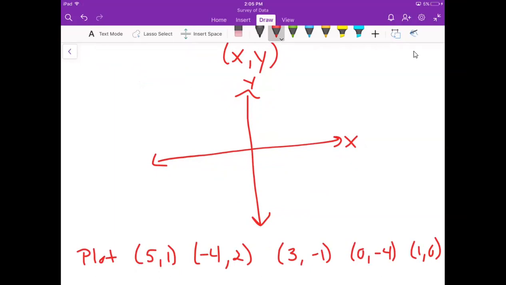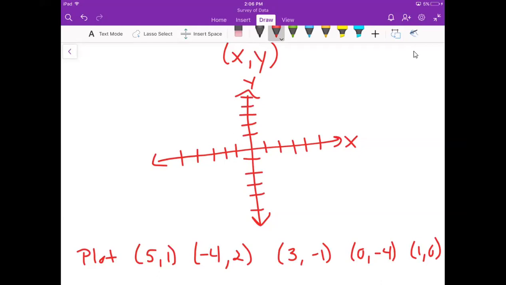So right here in the middle would be the point (0, 0). I haven't gone anywhere to the left or to the right. So I'm going to go 1, 2, 3, 4, 5, 1, 2, 3, 4, 5, 1, 2, 3, 4, 5, 1, 2, 3, 4, 5. Just to set up a grid for myself.